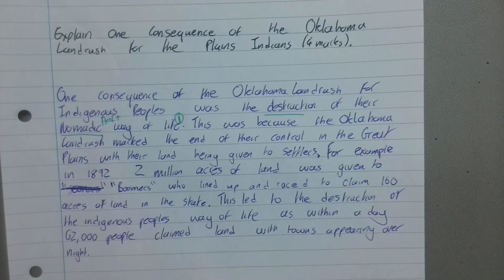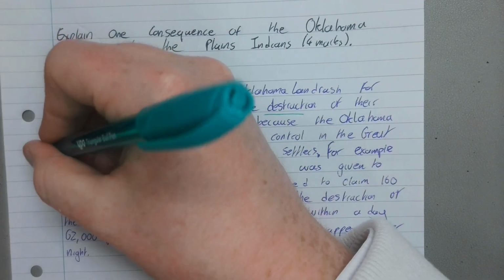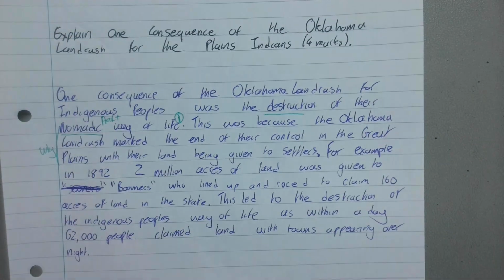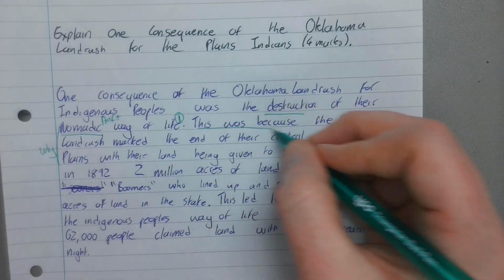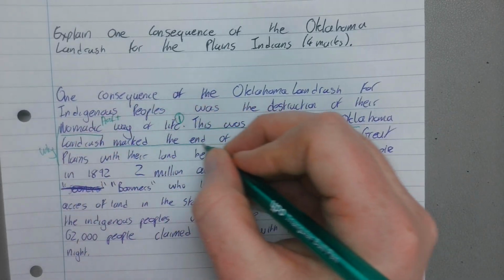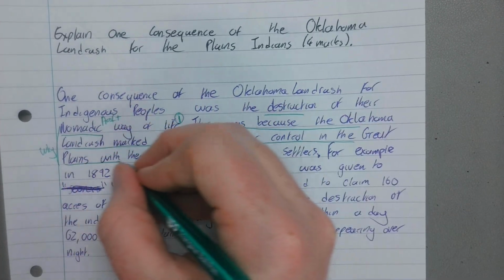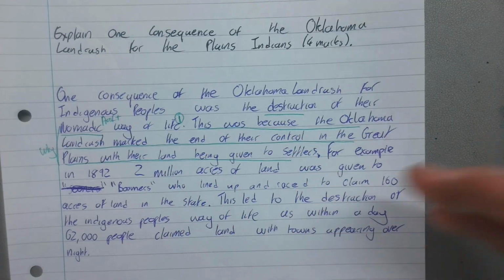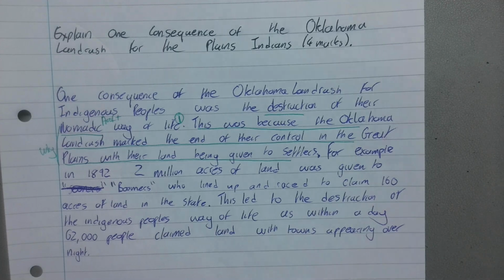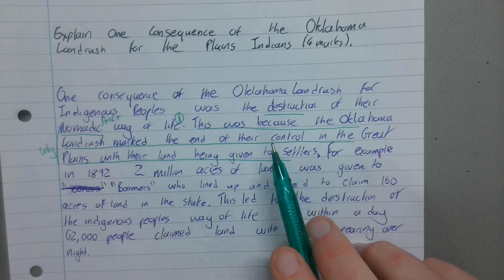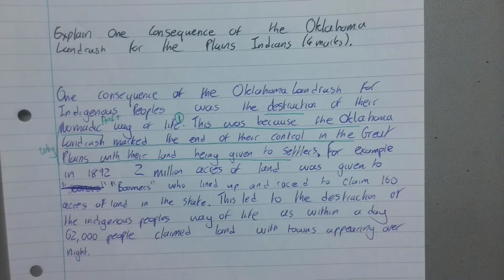This was because the Oklahoma land rush marked the end of their control on the Great Plains, with their land being given away to settlers. So that is exactly what I'm after. There is my why. This sentence is so important because what loads of students do is they'll simply say, Indigenous people's way of life, here's 2 facts, this, that, and then move on to the next question. If you're not doing that bit there, you are not explaining why, and you are not getting 4 marks.